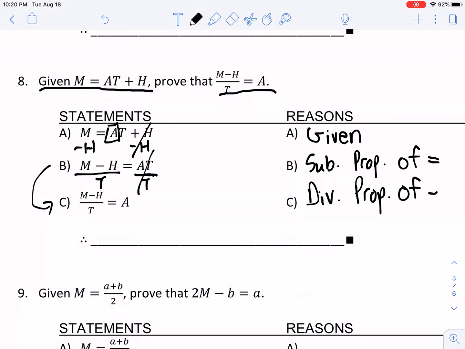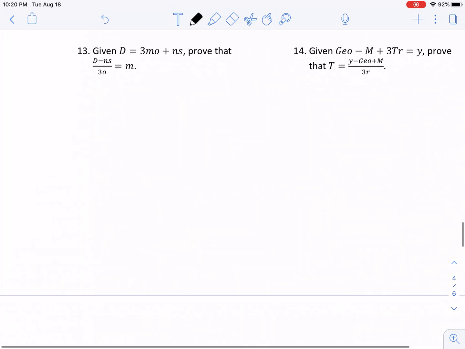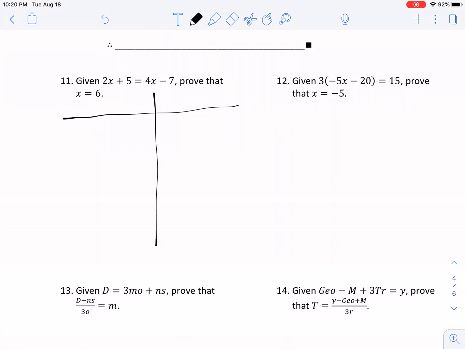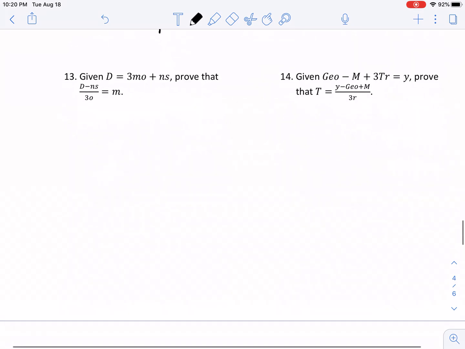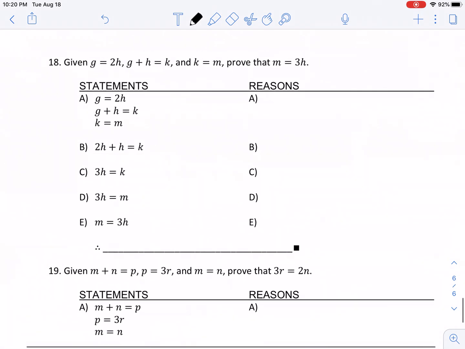Okay? So, we have now shown that m minus h over t is equal to a. If I can write a t, there we go. So, we have proven what they asked us to prove. Okay? Now, the last one I wanted to do, I should mention, these are the ones where you're going to have to write your own two-column proof and actually solve, but we'll get some practice in class. But I also wanted to try one with some substitution.